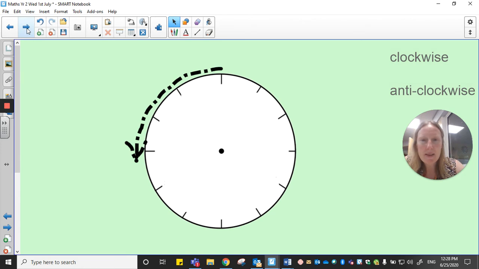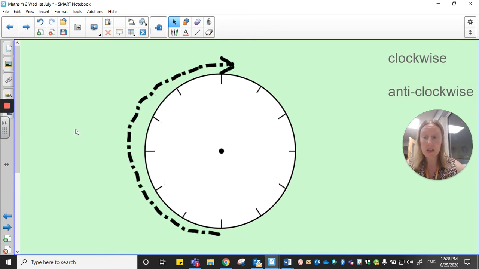Okay. So starting at the top, it's going this way. Imagine 12. Which way is that going? There's my 12. 11, 10, 9. It's going anti-clockwise, the opposite way to the hands on the clock. Well done if you got that.